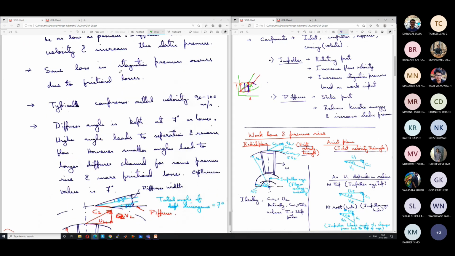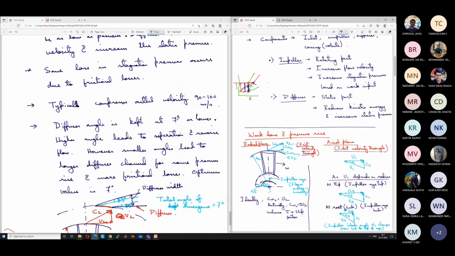In the real case, there is some loss in stagnation pressure due to frictional losses. What will happen to the stagnation temperature? It will not change even if there is frictional loss, because if you use the first law, stagnation enthalpy remains constant if there is no work or heat transfer. Typically, in normal design, compressor outlet velocities are designed to be low, like 90 to 100 meters per second, which is relatively low because the inlet velocity may be around 400, 450 meters per second, as we were discussing.